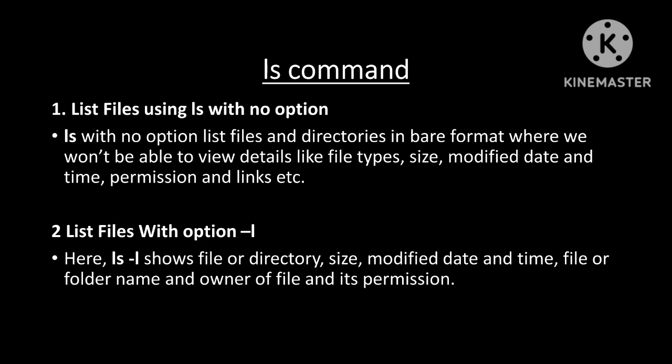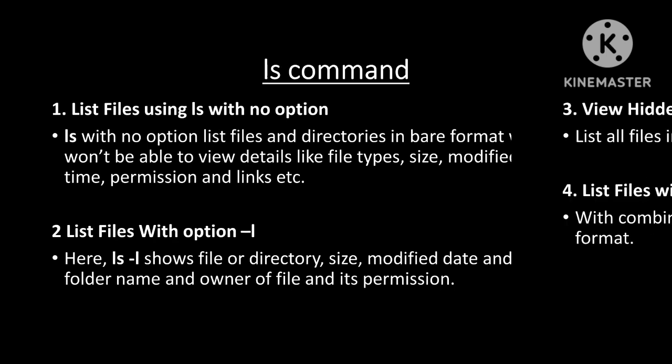Next, if we give ls with the -l option, small l, then ls -l shows file or directory size, modified date and time, file or folder name, the owner of the file and its permission. The -l means the long listing. So it will show the maximum characteristics of all the files and directories that are present in the home directory.